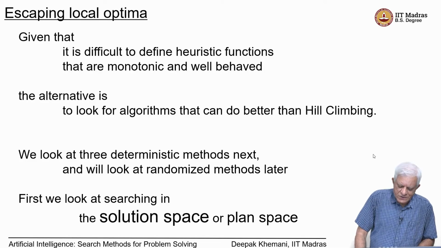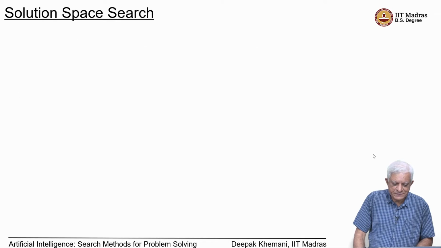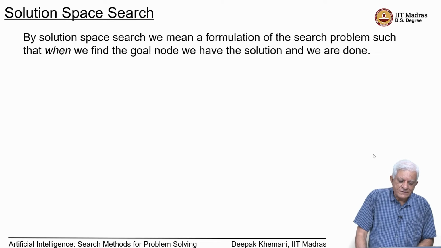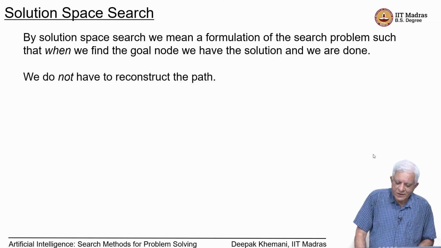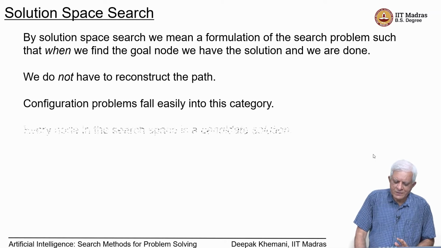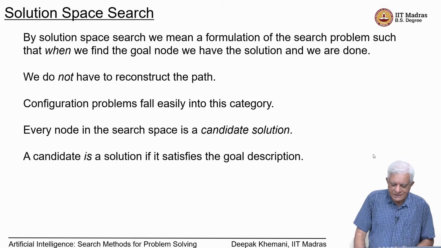We also define this notion of solution space or plan space search to begin with. So, what do we mean by solution space search? By solution space search, we mean a formulation of the search problem such that when we find the goal node, we have the solution and we are done. We do not have to reconstruct the path. Configuration problems obviously fall easily into this category. Every node in the search space is a candidate solution, and a candidate is a solution if it satisfies the goal description.